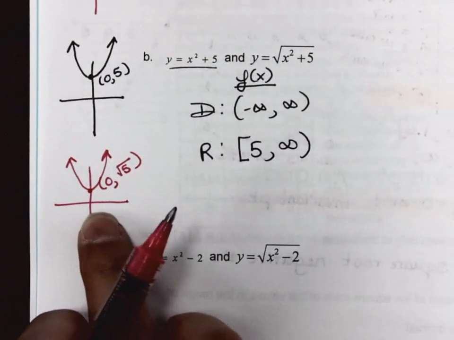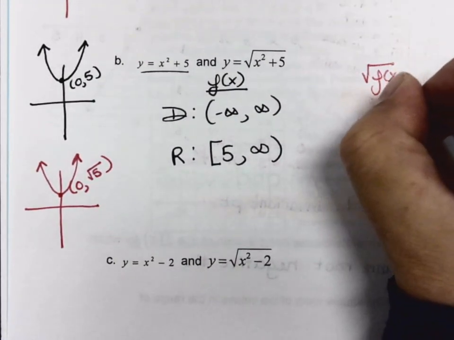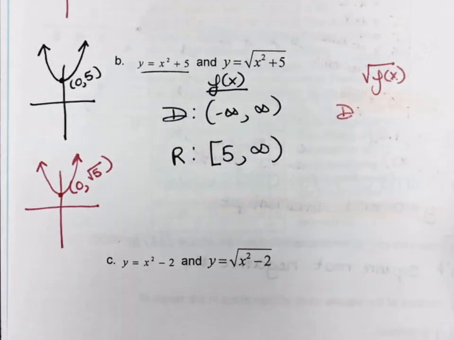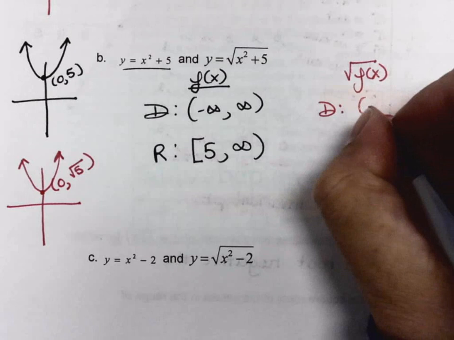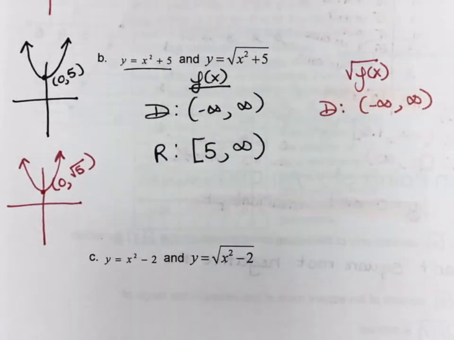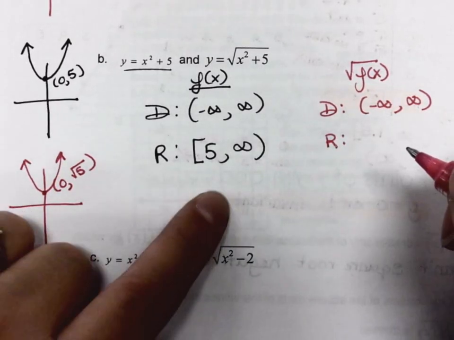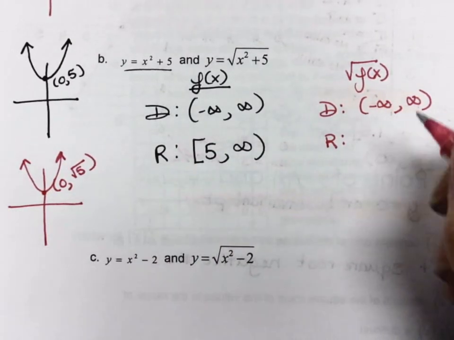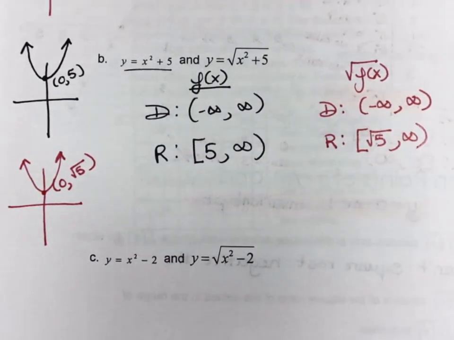And now we're going to go to the rooted graph. And the domain, it includes all x values. So we're going to have that negative infinity to positive infinity here. It includes all x values because all x values have positive y values. So there's no restriction on the domain. But now my range starts a little bit lower. It doesn't start at 5 because we're square rooting that. So it's going to start at root 5 and go to positive infinity.